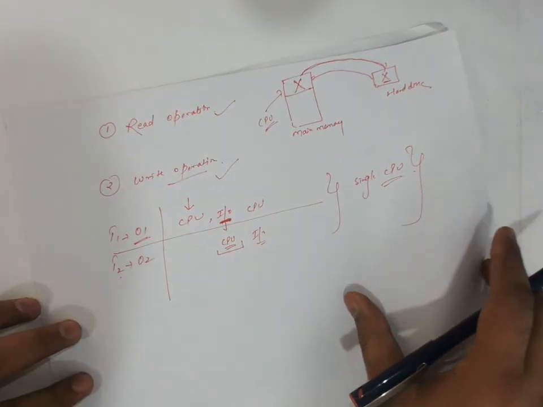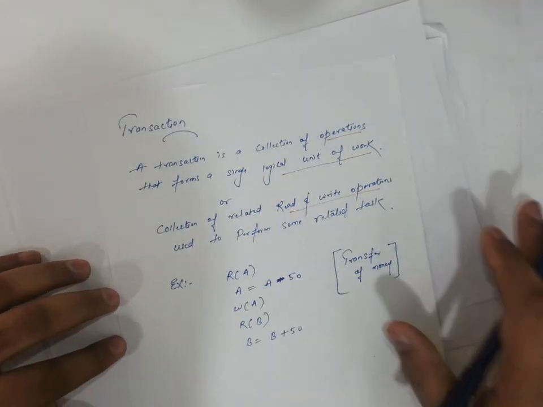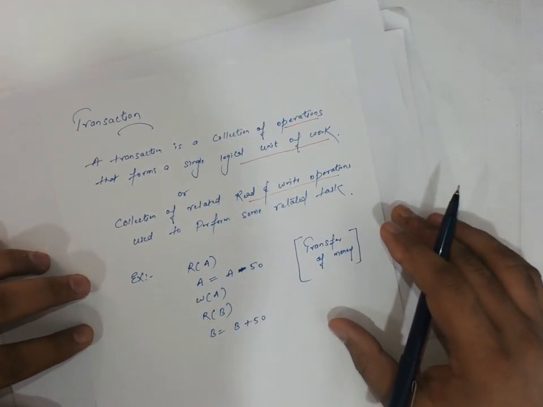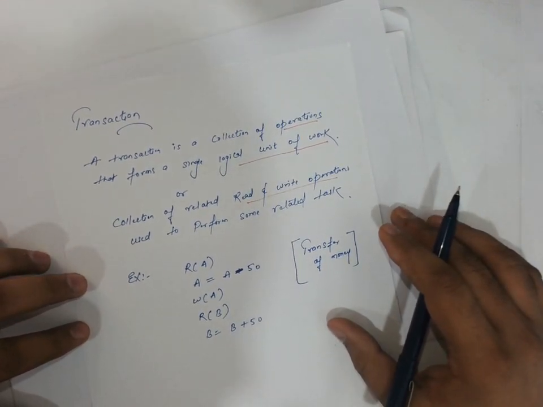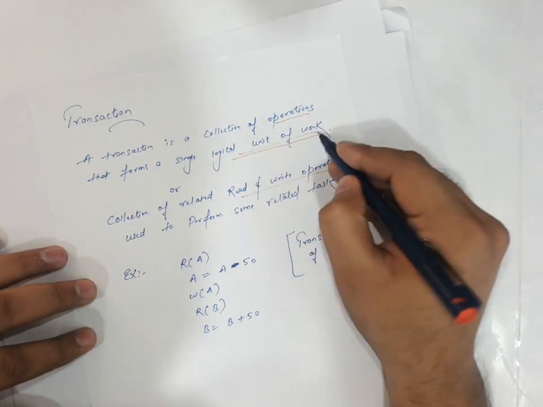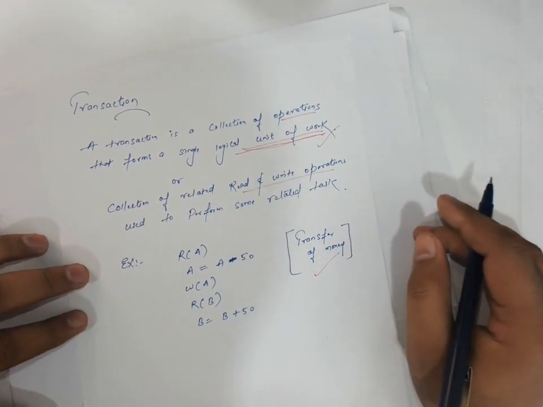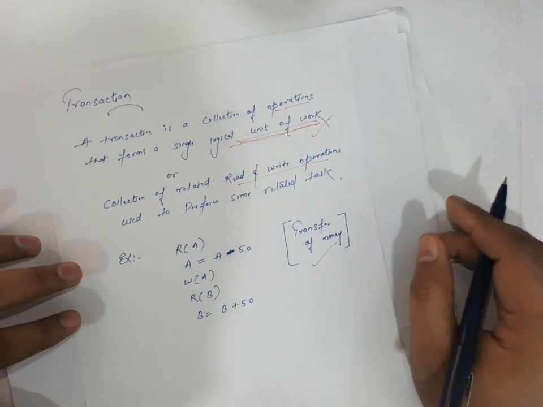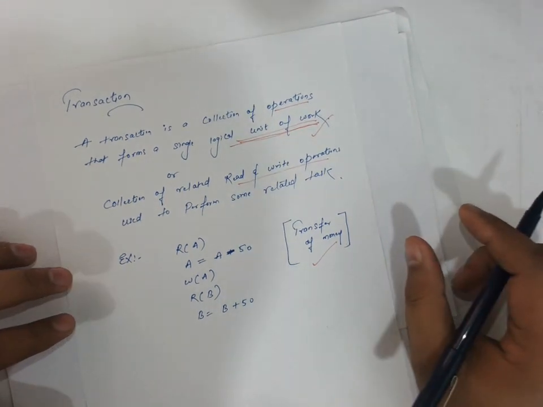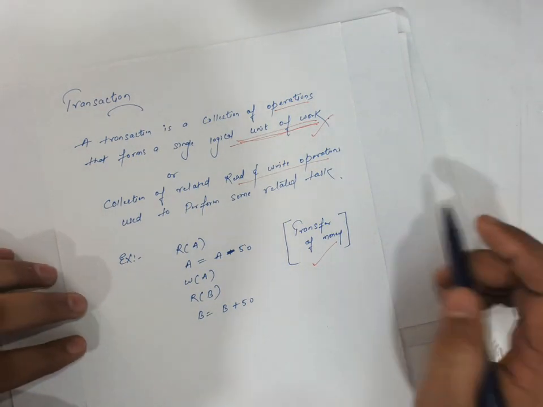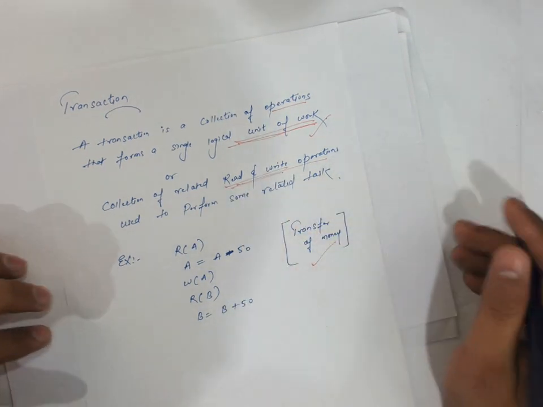So back to the topic, what is a transaction? A transaction is a collection of operations that forms a logical unit of work. So what is a logical unit? A logical unit can be considered as a transfer of money, or performing e-payments through online shopping. These are the logical units. In short, these are the read and write operations we are performing on the database.